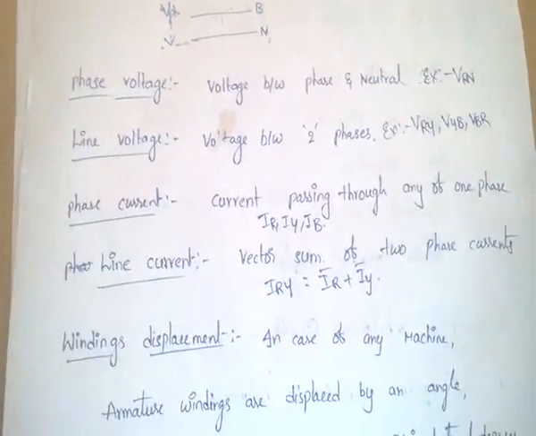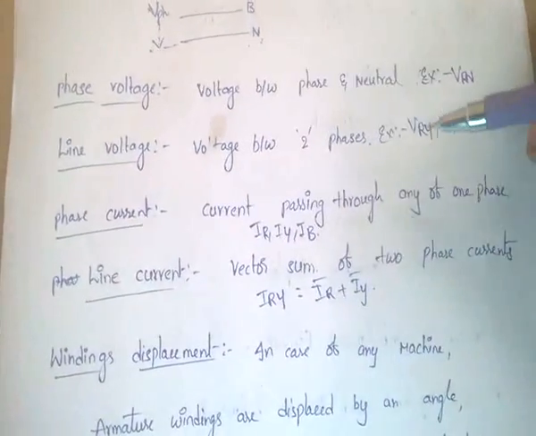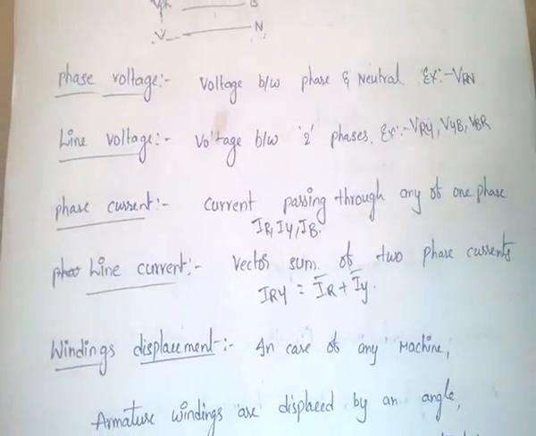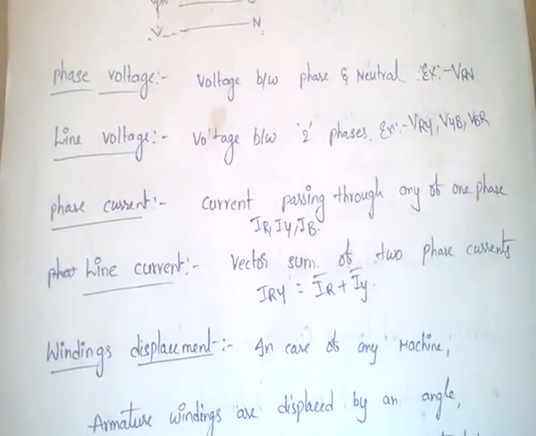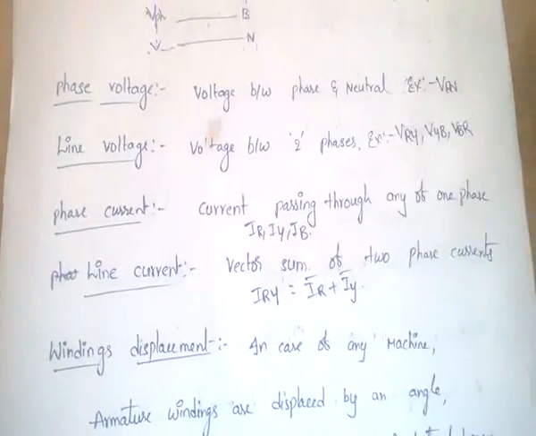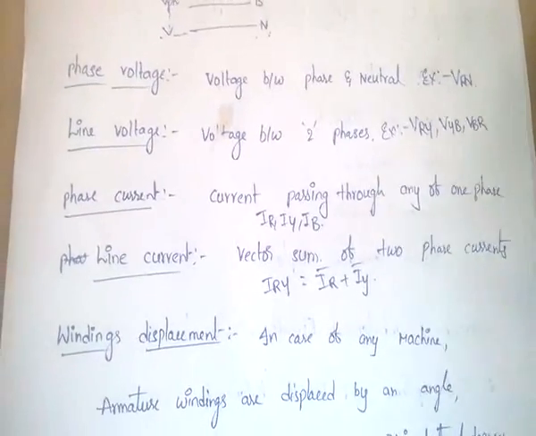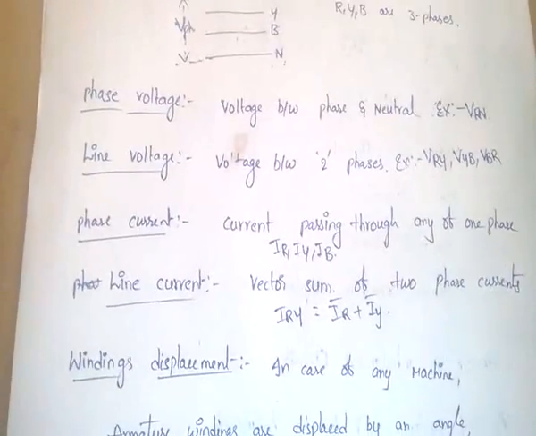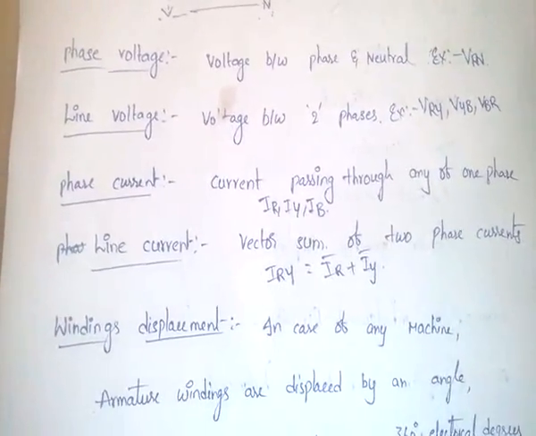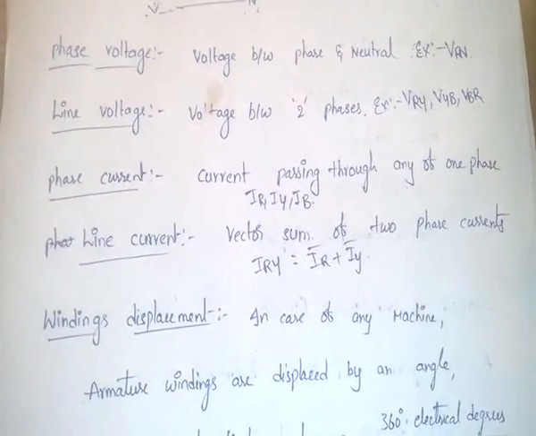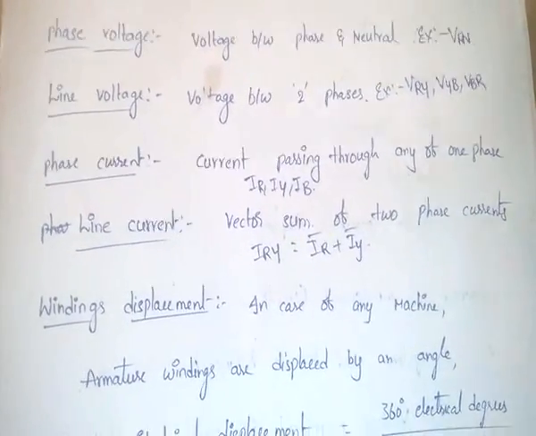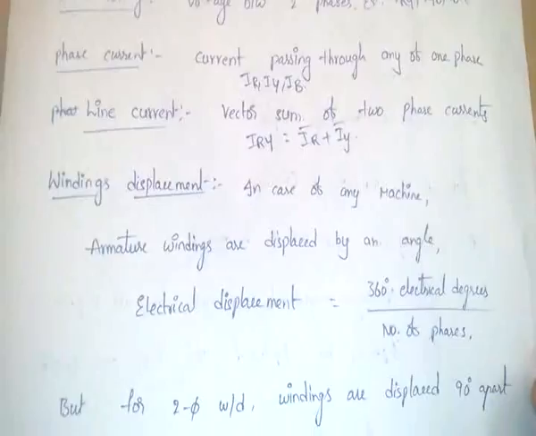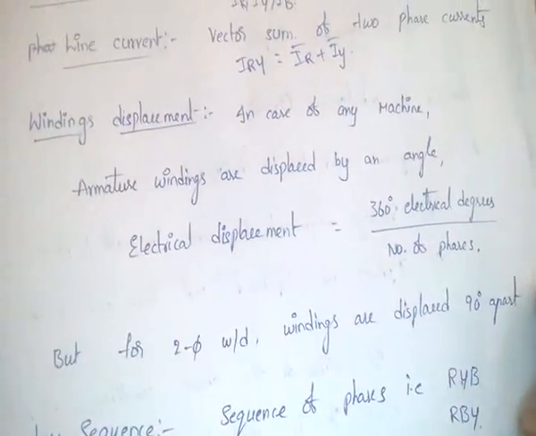Once again, what is a phase voltage? Voltage between phase and neutral. What is line voltage? Voltage between two phases. What is phase current? Current passing through any one phase. What is line current? The vector sum of any two phase currents. Okay. Next one, winding displacement.